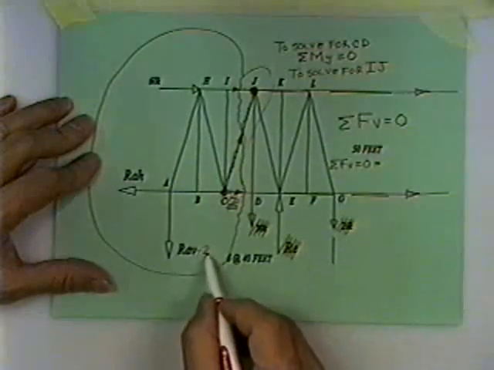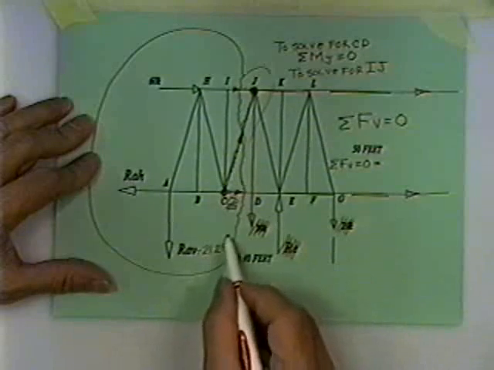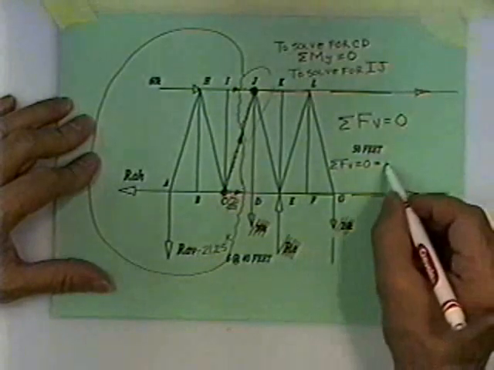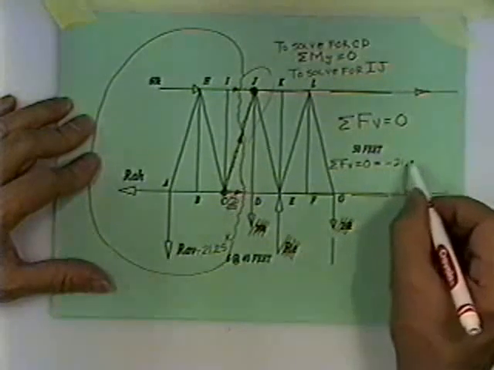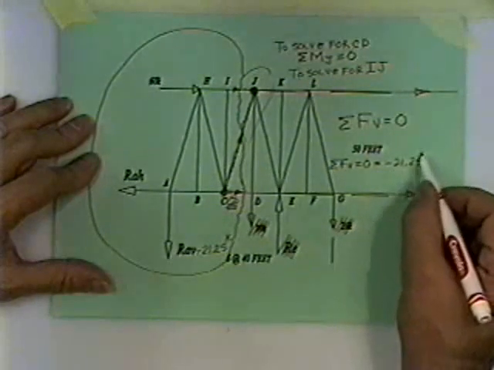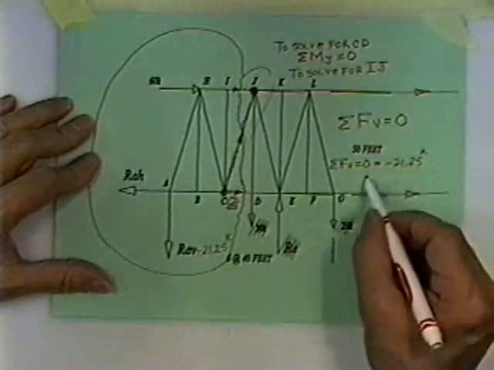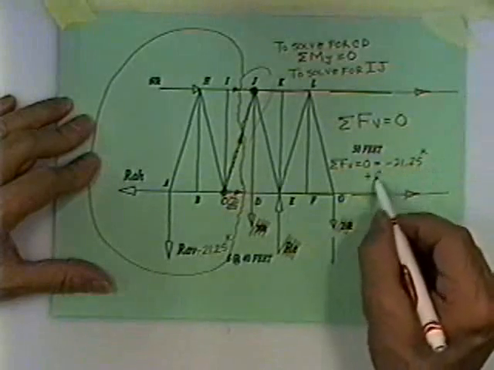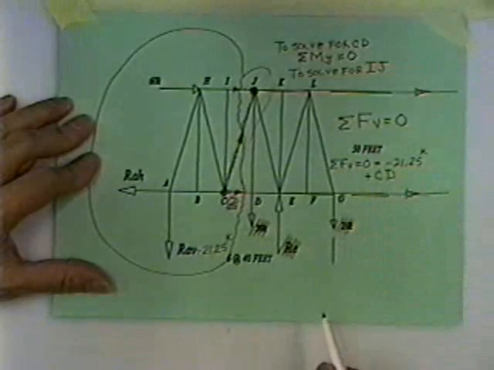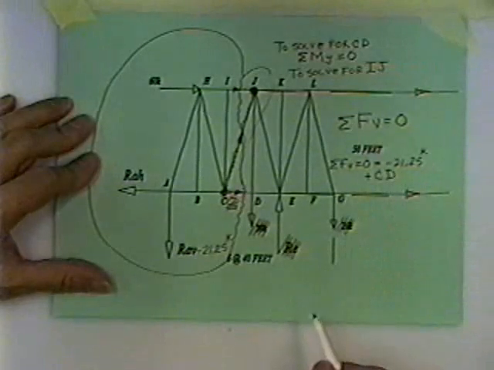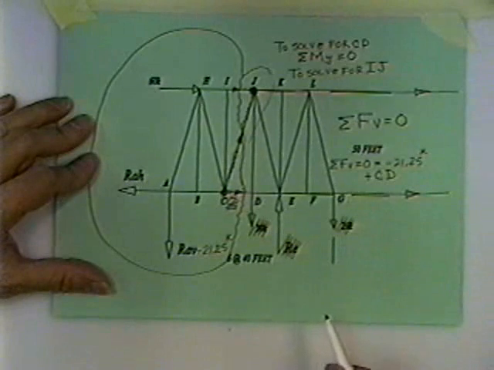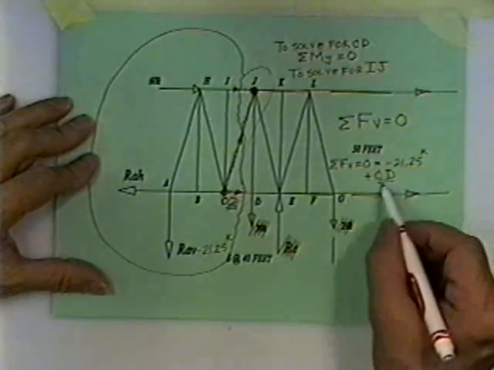RA vertical is 21.25 kips. It gets in my equation. And I guess other than CJ, who I'm looking for, it's about the only guy. Minus 21.25 kips plus CD. I always recommend that you write this down. I see minus 21.25, I write it down. I see CD pointing up, so you write him down.